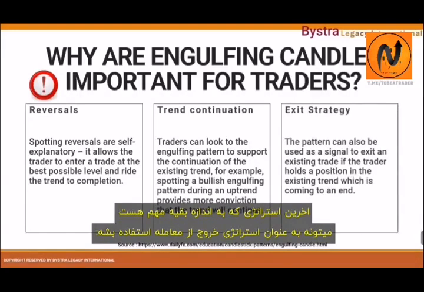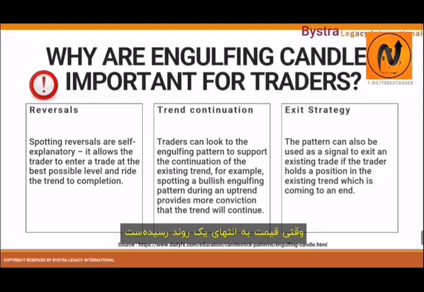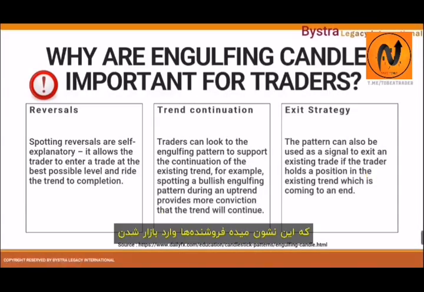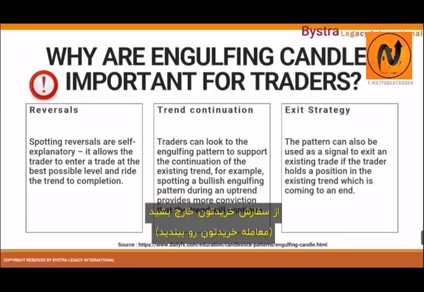Last but not least, it can be used as an exit strategy. When price has reached the end of a trend, for example a bull trend, the price will then form a bearish engulfing, which indicates that the sellers have entered the market. This is a sign to inform buyers that the bull market will end and it will be wise to exit your buy order.